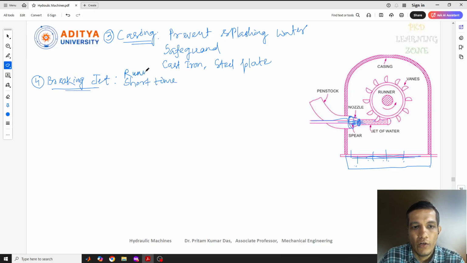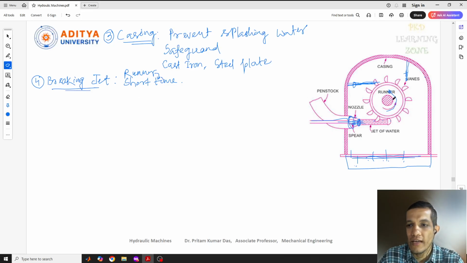So to stop this runner within a short period of time, a braking jet is used. The braking jet can be fitted at different positions. Sometimes they spray water from here, or sometimes from here, opposite to the direction of the runner. The runner is moving in this direction, and the braking jet is sprayed from either this side or this side. That is called a braking jet.